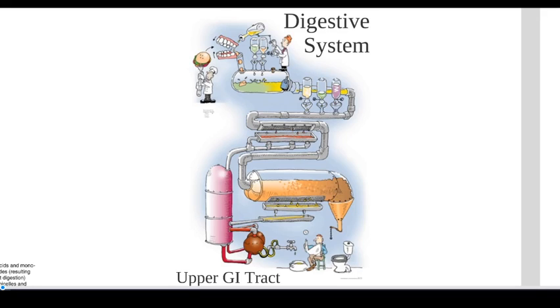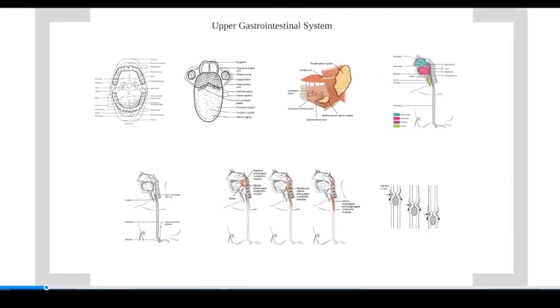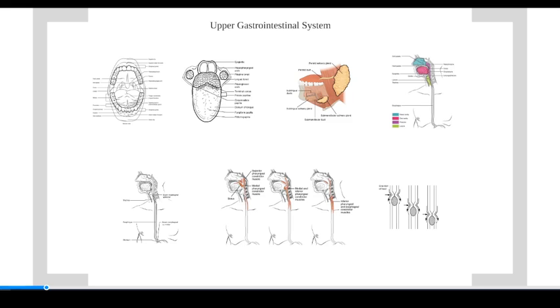In this section, we're going to look at the upper GI tract. The organs of the upper GI tract are those that are found superior to the diaphragm. The organs in the oral cavity, the pharynx, and the esophagus. In considering the upper GI tract, we're going to concentrate on the structures in these regions and how they influence the major functions of chewing and swallowing.